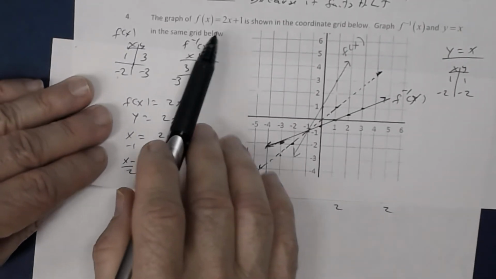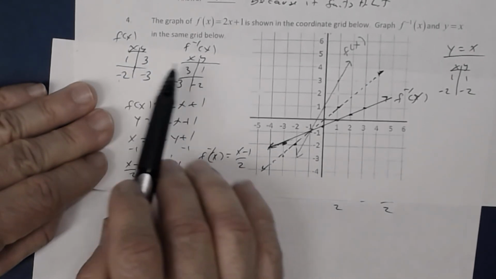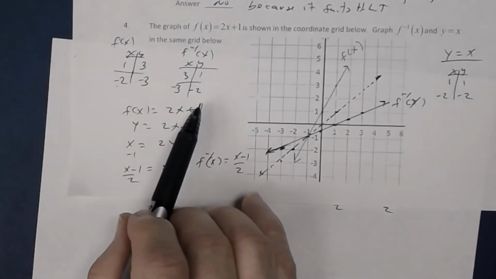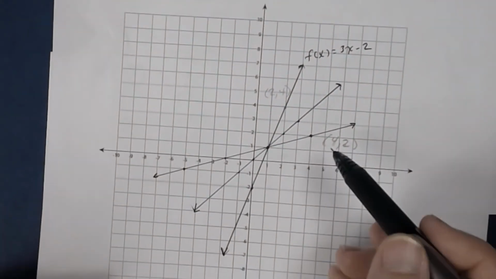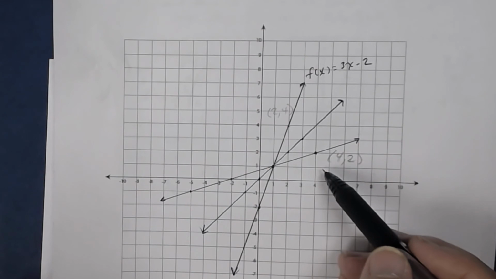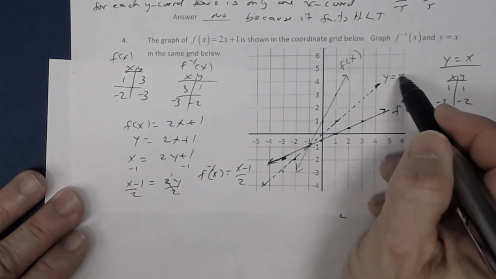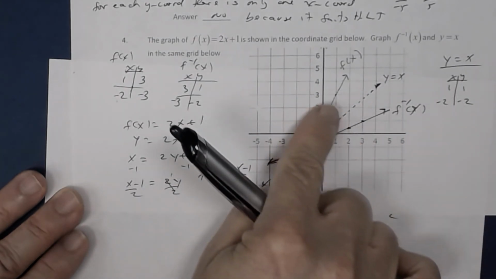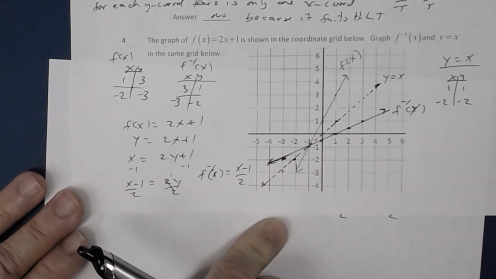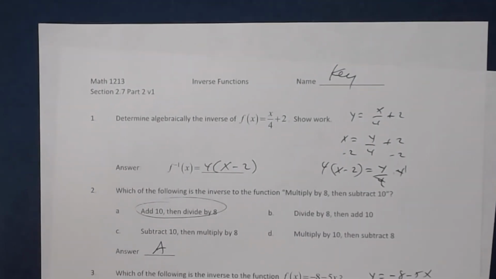But the intent, in this case, was to find points on f of x, and remember that if the point 4, 2 is on this function, then 2, 4 will be on its inverse. And so that's what I want you to use there. And I want you to graph y equals x, so that way you can make sure that it looks symmetrical. Okay? All right, so that's the key to this worksheet.